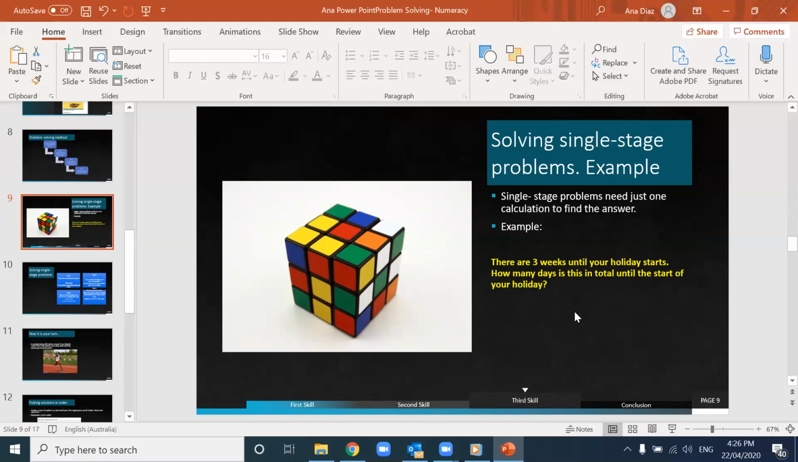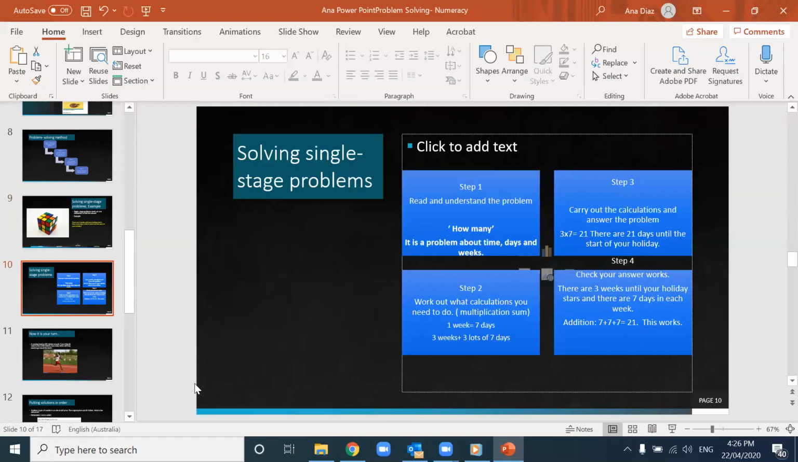I'm going to read it again. There are 3 weeks until your holiday starts. How many days is this in total? So how many days? We want a number of days in total until the start of your holiday. So I guess that you've been thinking about this way. Step 1, you read and understand the problem. How many? It is a problem about time, days, and weeks.